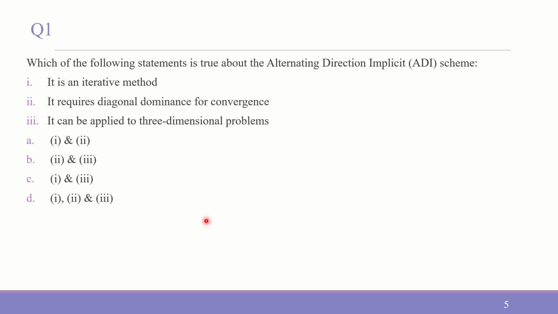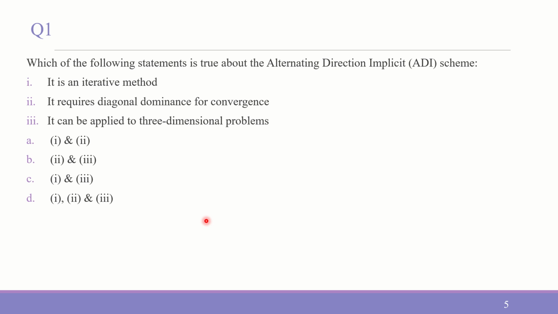How? Because we are just keeping one direction implicit and the other explicit. So here it can be one direction implicit, the other two explicit. Again, out of the other two, we can take one implicit and keep the remaining two explicit and solve it. So it can be applied to three-dimensional problems as well.